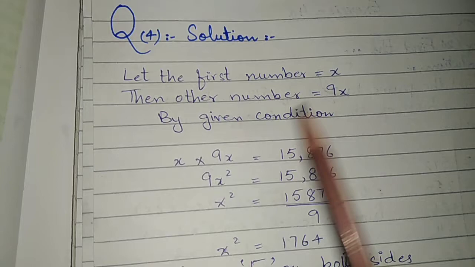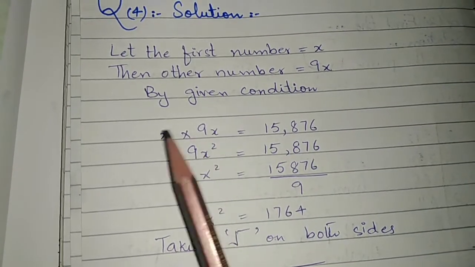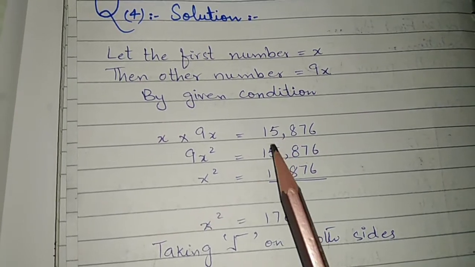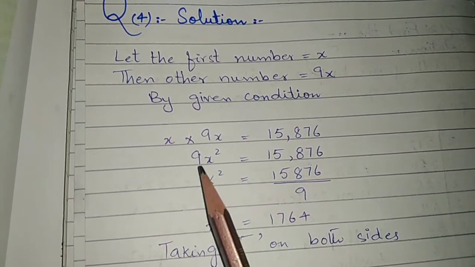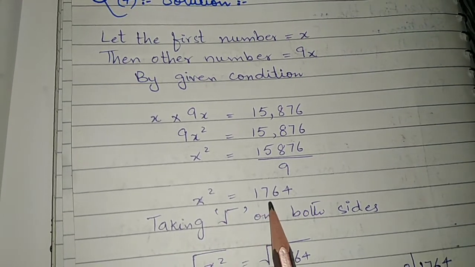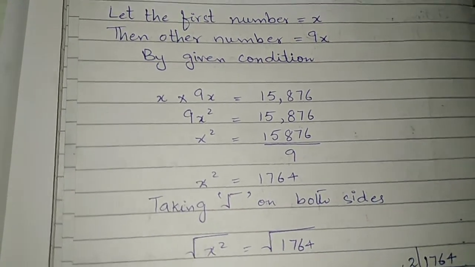So x multiplied by 9x. Now 9x multiplied by x is 9x square, which is equal to 15,876. The 9 is multiplying here, so it will go to the other side and divide, and we get x square is equal to 1764. Now this is the answer for x square.